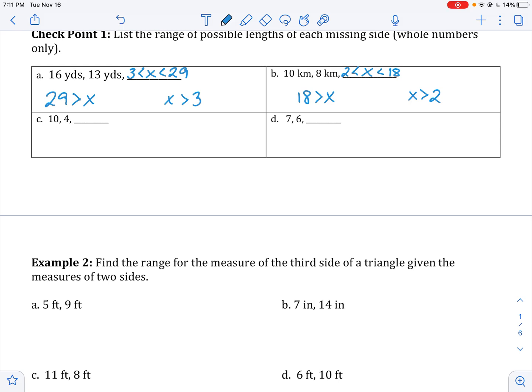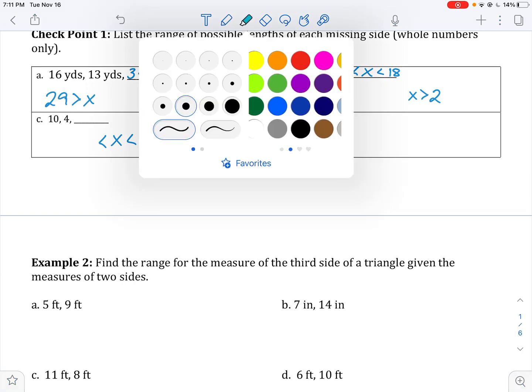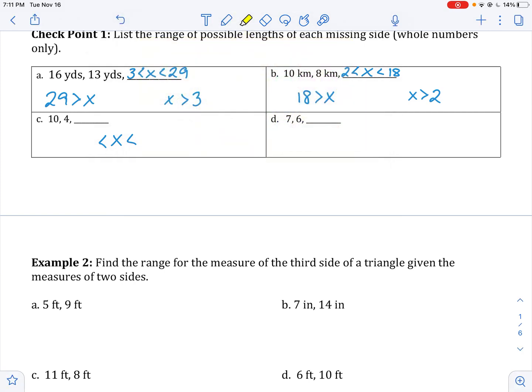Now, a quicker way you can do this is you can just add those two to get your larger number and subtract them to get your smaller number. So 10 plus 4 is 14. 10 minus 4 is 6. Or 7 plus 6 is 13. 7 minus 6 is 1.